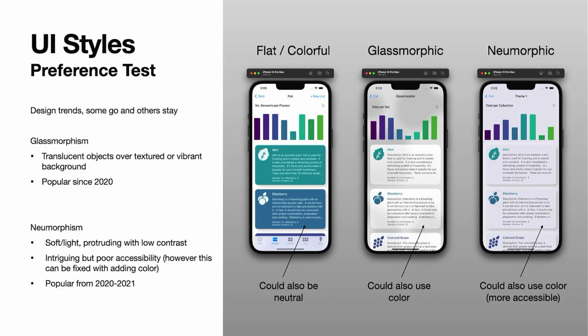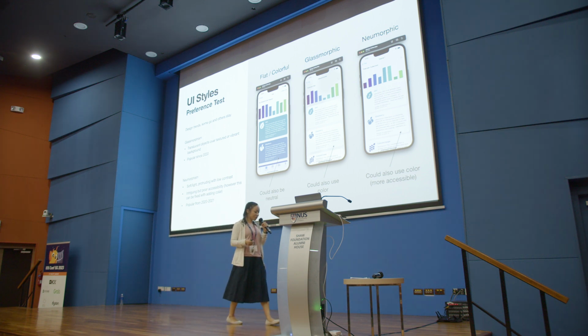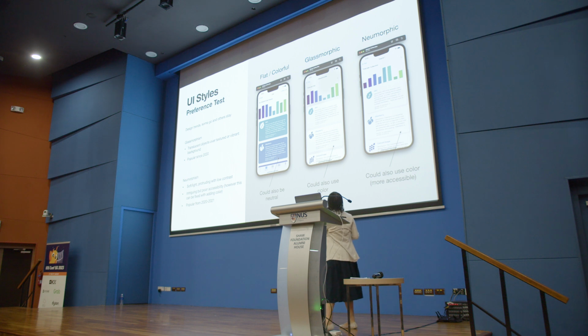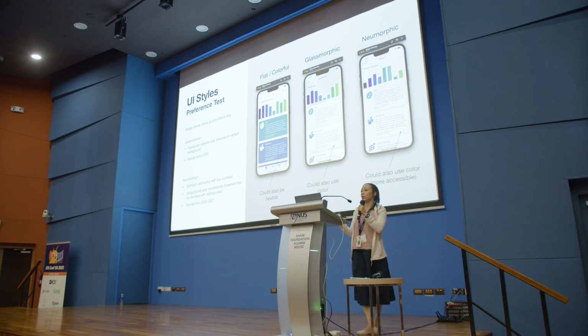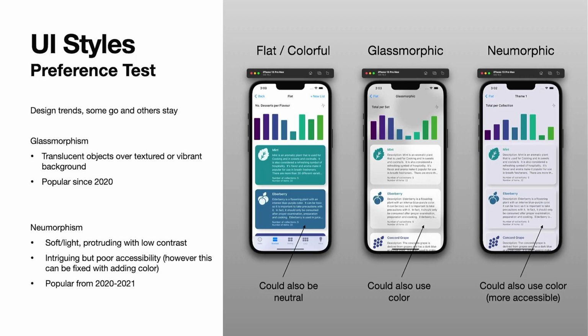I was actually curious where people stand in terms of how they feel about these different UI styles. As you're probably familiar with, glassmorphism is one popular UI style where your cards or UI elements are a bit frosty or translucent, and they're usually over a textured or bright background, so they have this glassy look. This has been popular since 2020, but I think maybe even earlier, and it's still popular today. You still see it a lot today.